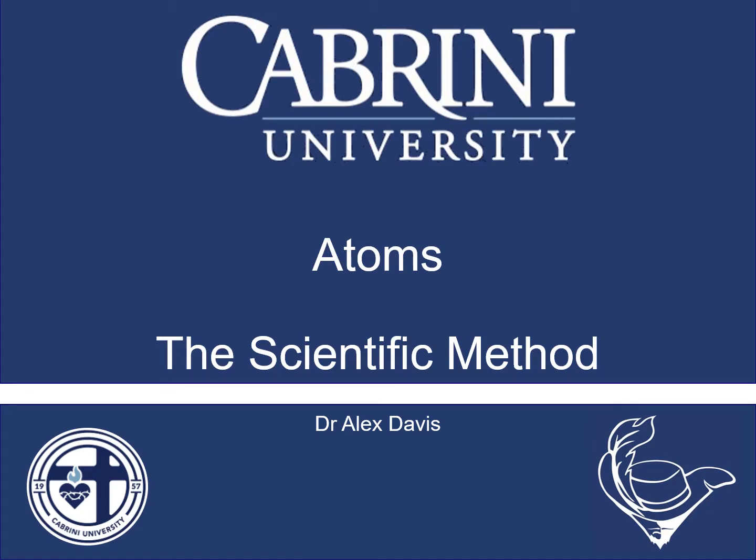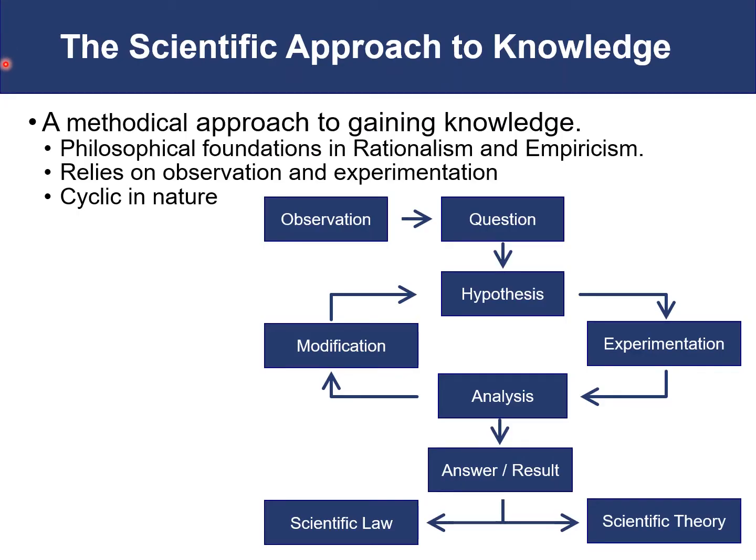In this video, we will be discussing the scientific method, as well as talking about how it was originally developed and some of the key terms in it. So the scientific approach to knowledge, also known as the scientific method, is a methodical approach to gaining new knowledge. It has its philosophical foundations in rationalism and empiricism, and relies on observation and experimentation to develop that new knowledge. It has a cyclic nature to it, which we will describe now.